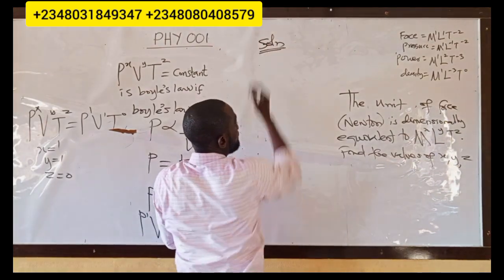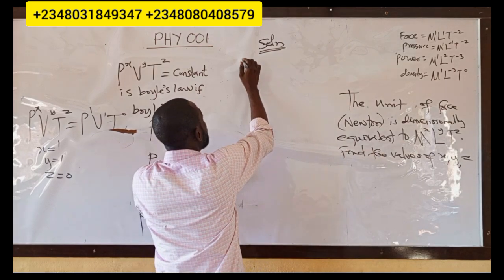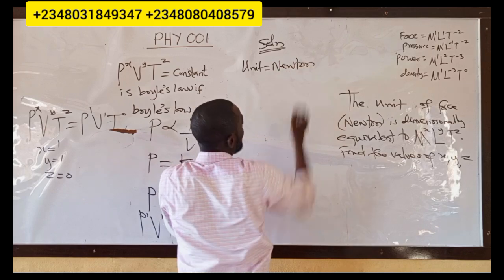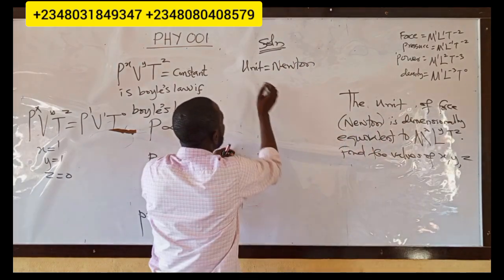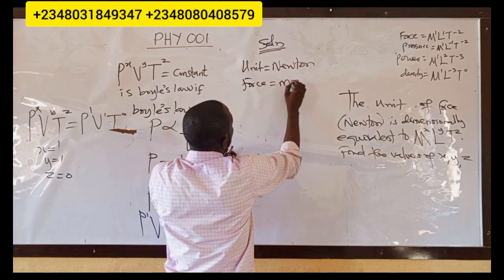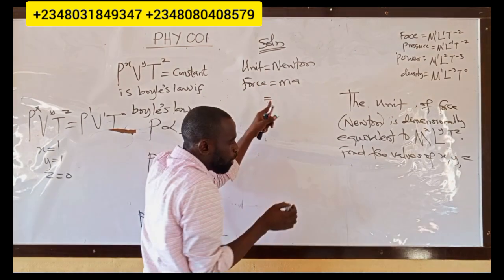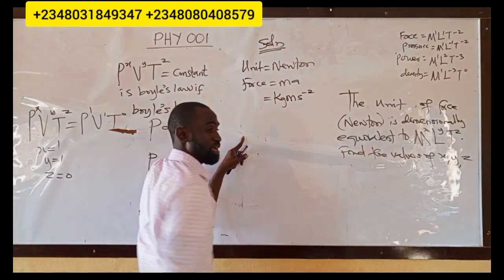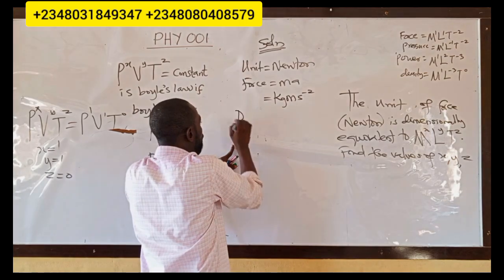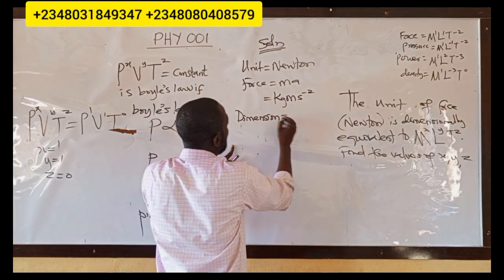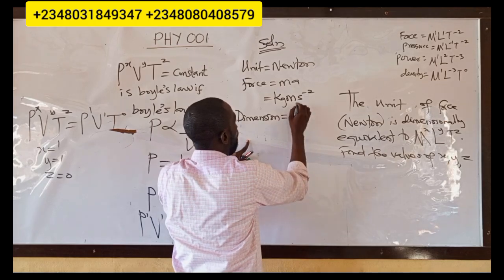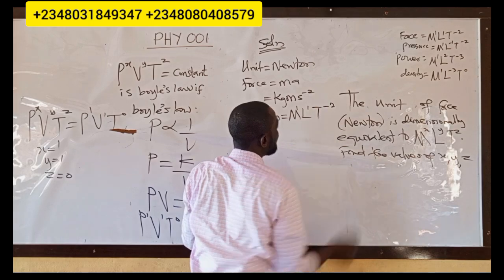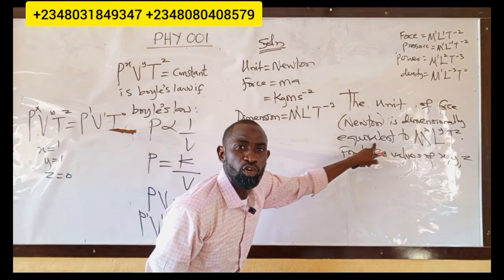Let's do our solution. The first thing I write out: we're given that the unit of force is Newton. But force itself is what now? MA, isn't it? So what is the normal unit of force? We have kg meters per second squared. So what is the dimension of force? We have M raised to power 1, L raised to power 1, T raised to power minus 2.